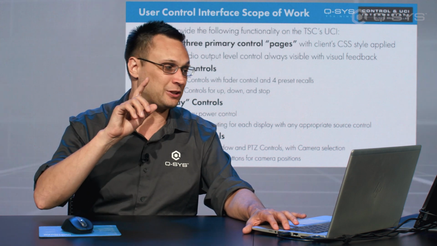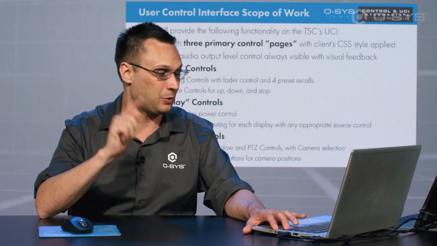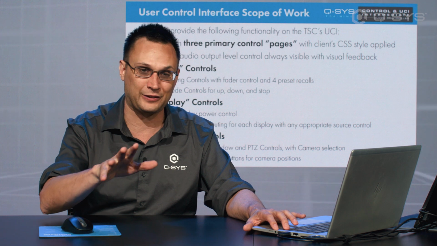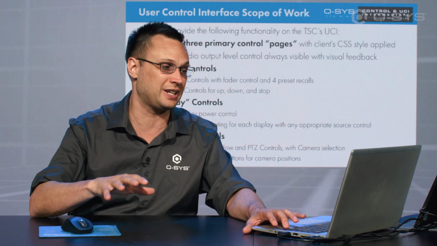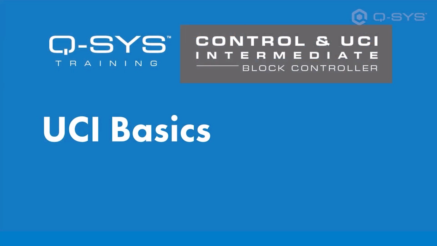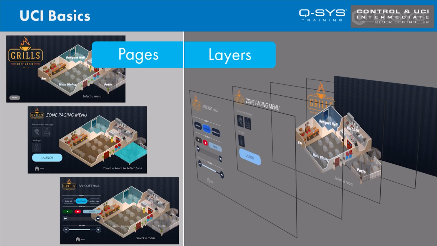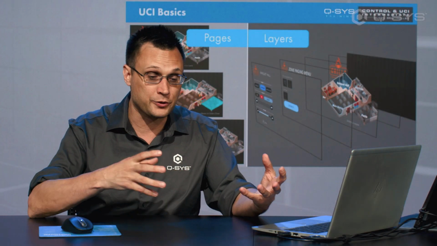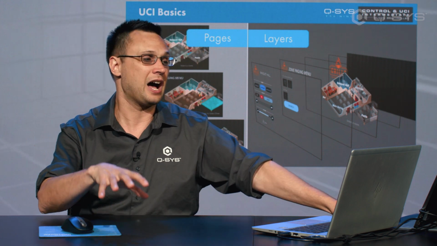Now, I said I was going to put the word pages in quotes, and I want to talk real briefly about the difference between pages in UCIs and layers. And again, if you took our previous version of this class, this is probably familiar territory for you, but just as a reminder for those who may have skipped it, you can build a navigation system within your UCI in one of 2 ways. You could use pages, or you could use layers. There are benefits to both, but I personally strongly prefer layers, and I'll explain why.